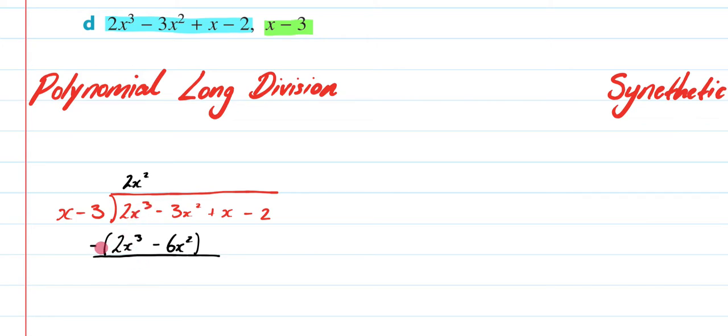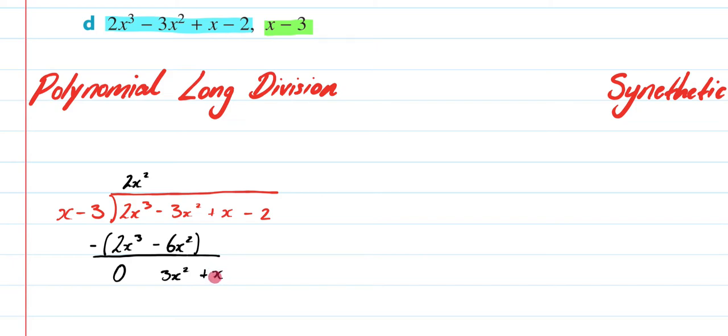2x cubed minus 2x cubed will be 0. Negative 3x squared minus negative 6x squared. Well, those two minuses are going to make this positive 6x squared. So it's negative 3x squared plus 6x squared, which is going to be 3x squared. Then my final step is to carry this one down.